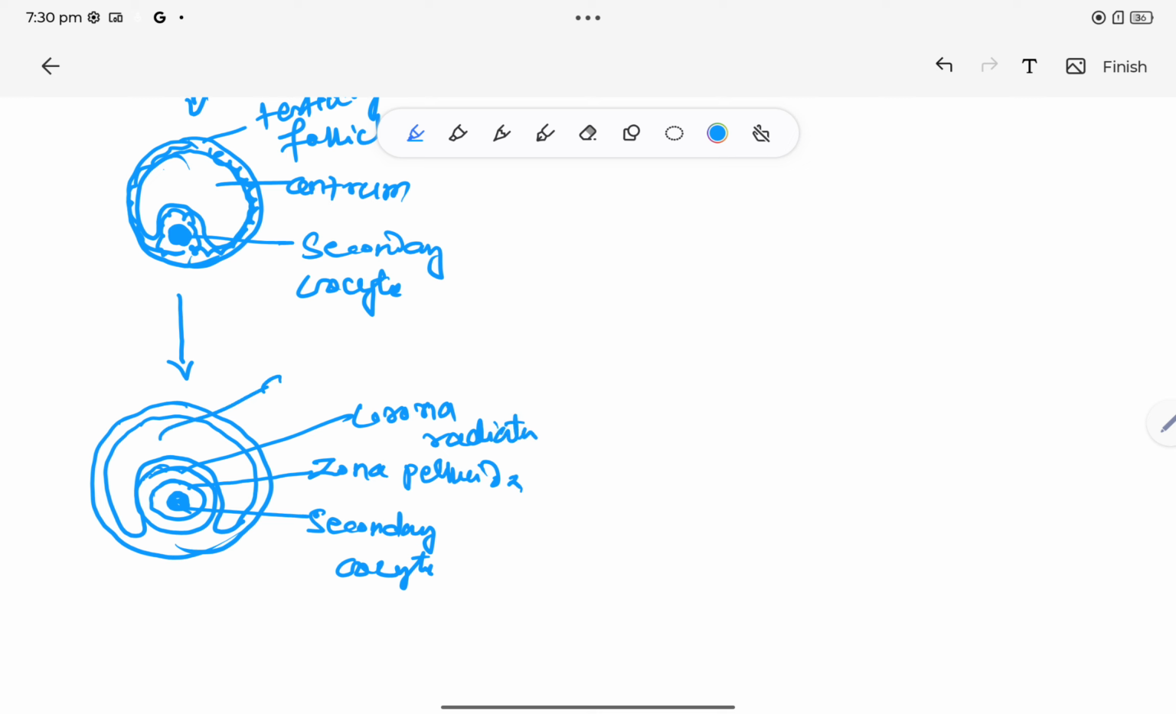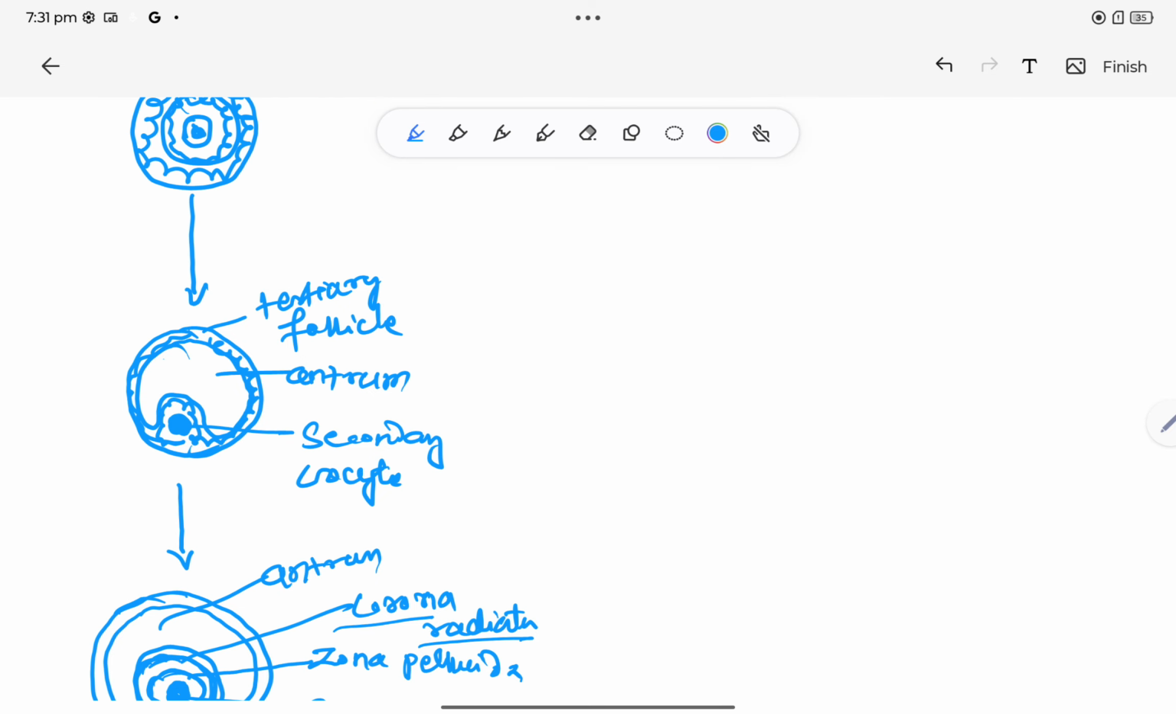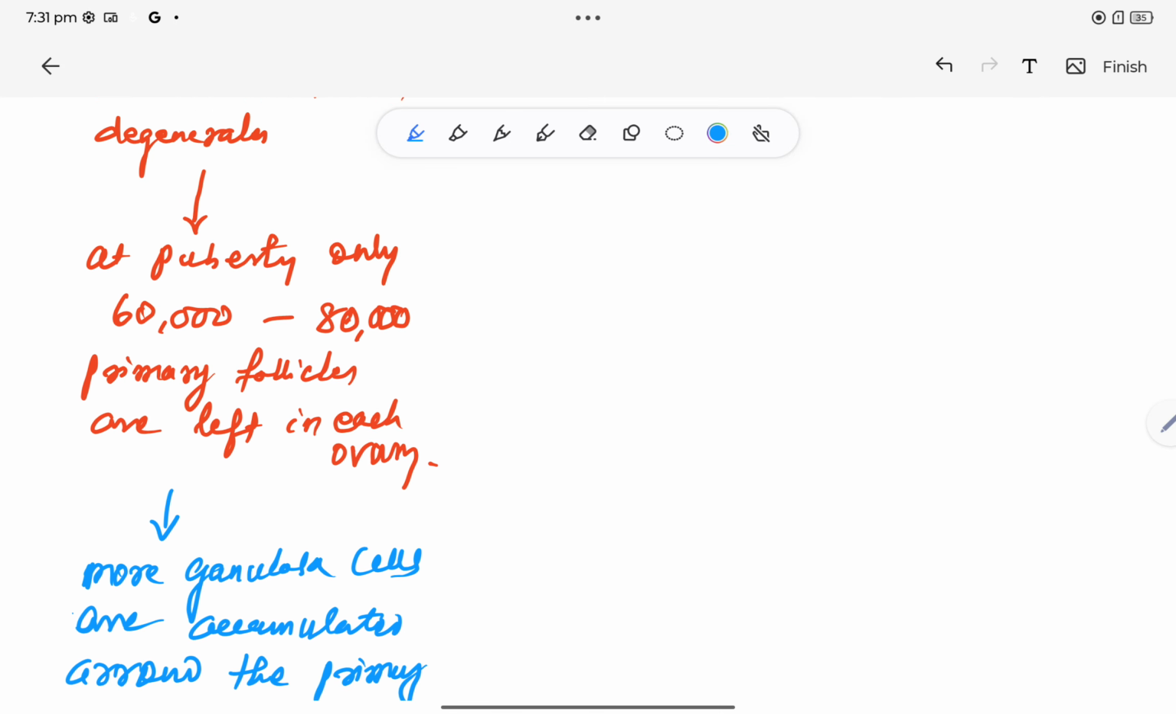Then here is the antrum, and this is the theca. Okay, so this is the structure of a Graafian follicle. Now the secondary oocyte is surrounded by the zona pellucida, the membrane, and it is surrounded by a mass of cells that is corona radiata.